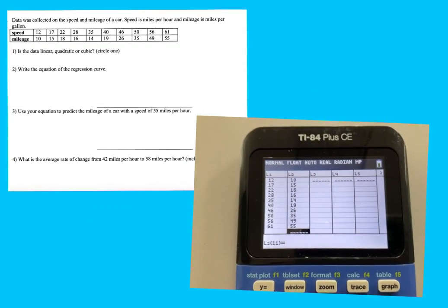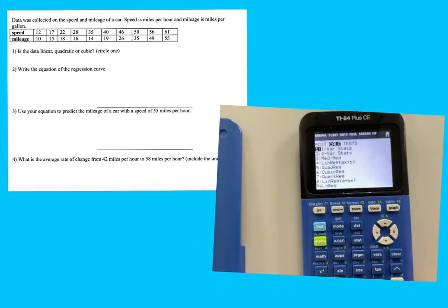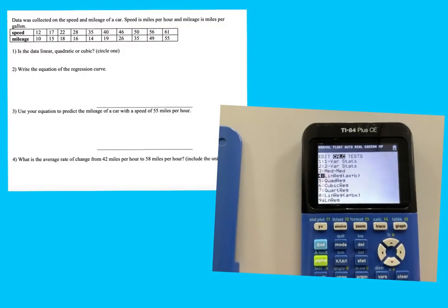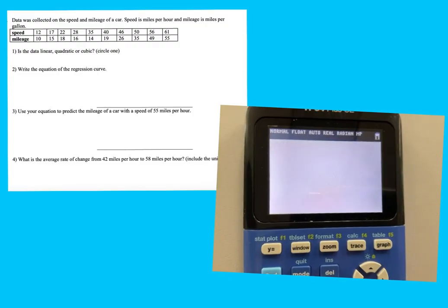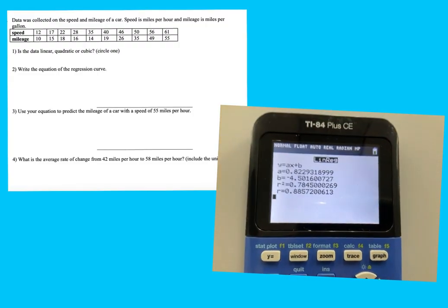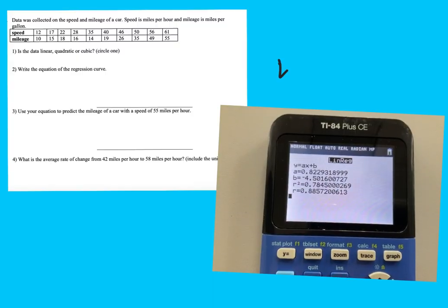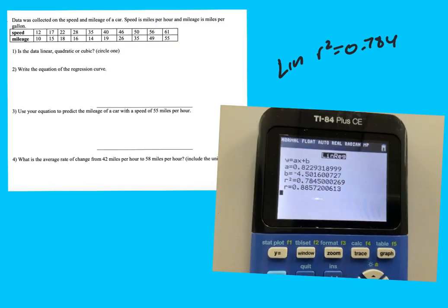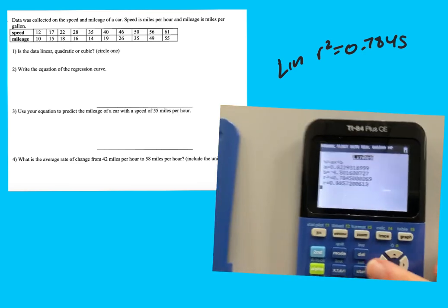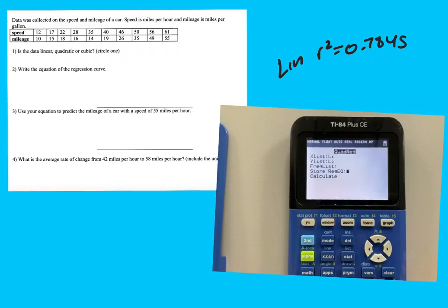How do I get to the regression menu? Now we press stat, then calc. I want to run linear first, so LinReg. Run it. And we're looking at the R squared, not the R. Careful and don't grab the wrong one there. So my linear R squared is 0.7845, okay? I'm going to go back, stat, calc, quadratic, run it again.